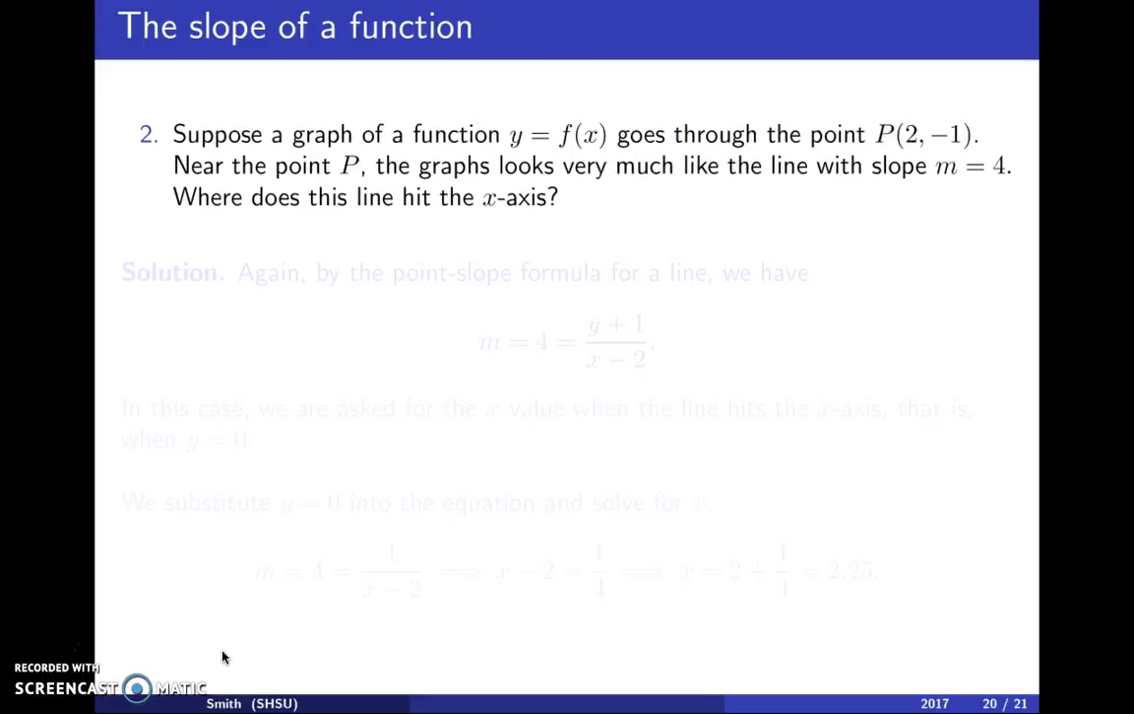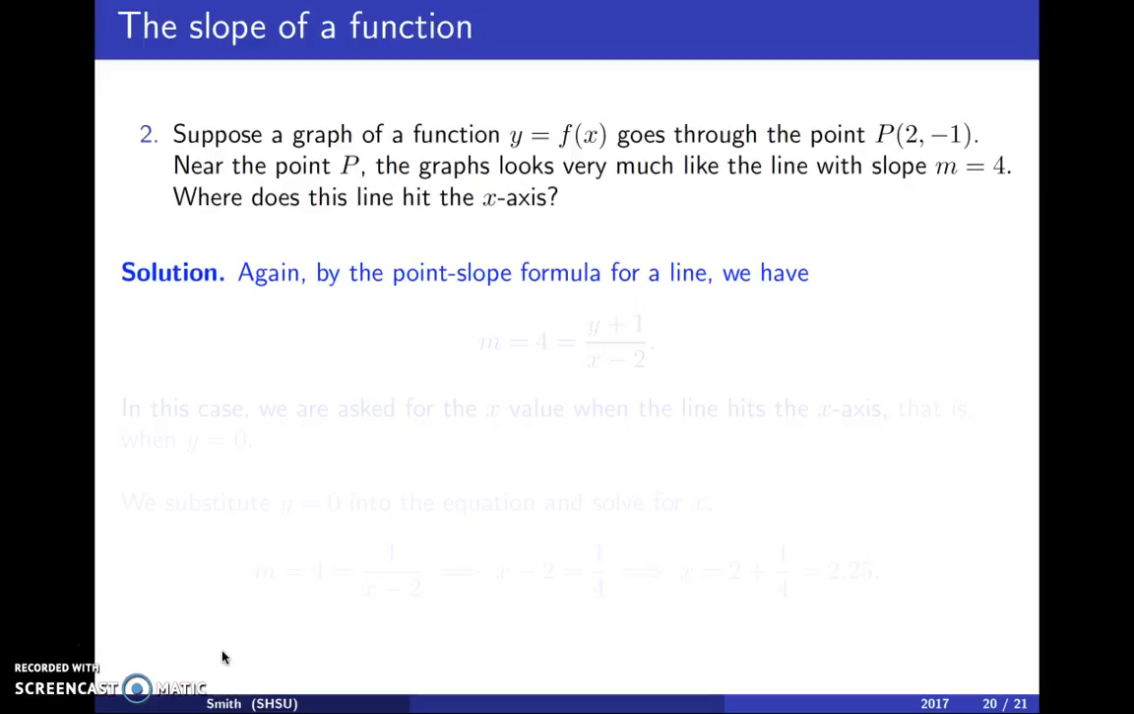Here's another problem. I have some function, probably not a line, but it goes through the point (2,-1), and near (2,-1), it sure looks like a line with slope 4. Where does that line hit the x-axis? This is a slightly different question because I'm asking for the x-intercept of the line.